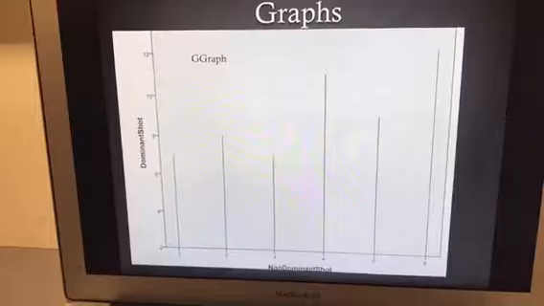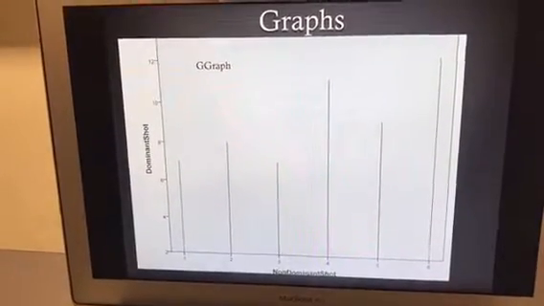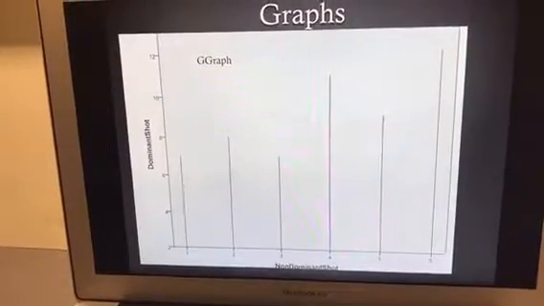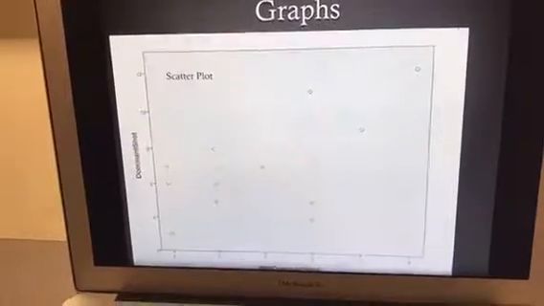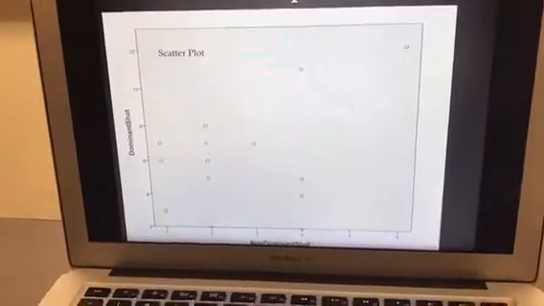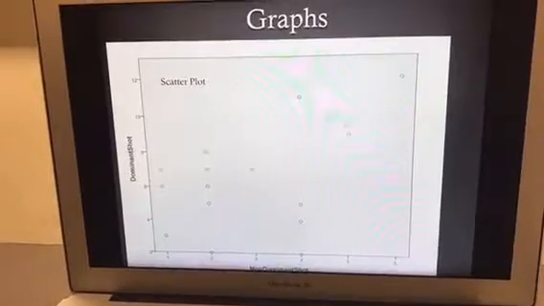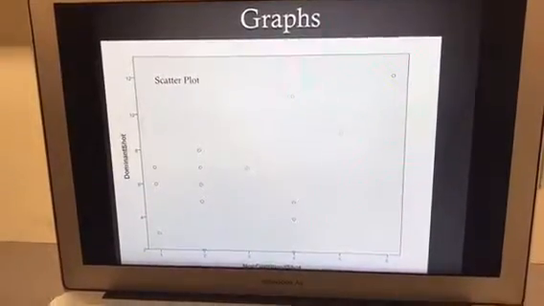This is a histogram showing the comparison between dominant and non-dominant shot. This is a scatter plot showing the same correlation, but with, you can see the positive trend in this graph.